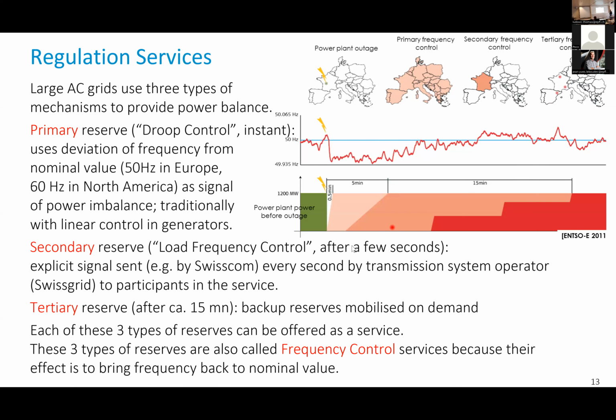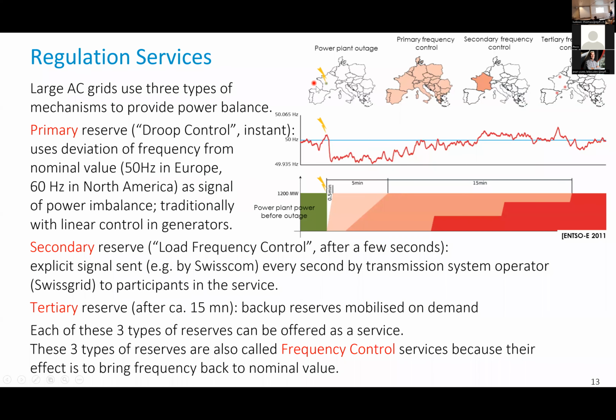Here, 15 minutes. So those are reserves that receive money just to be in reserve. Those are typically gas turbines that are not working, or that are working at very slow speed to burn a minimal amount of gas. And when you call them, you put them at full speed, which may take several minutes, and they should be able to work for long periods of time. So that's how the grid works today.